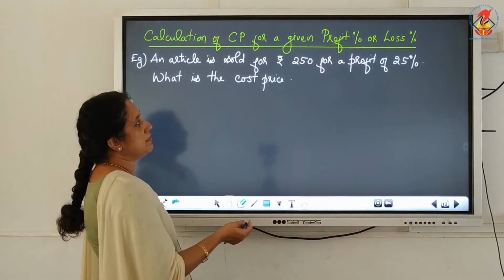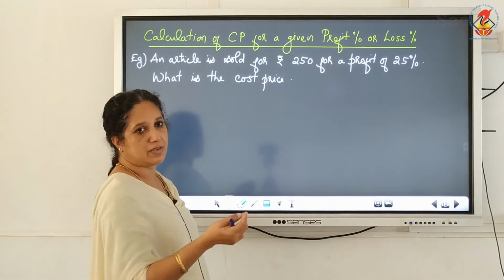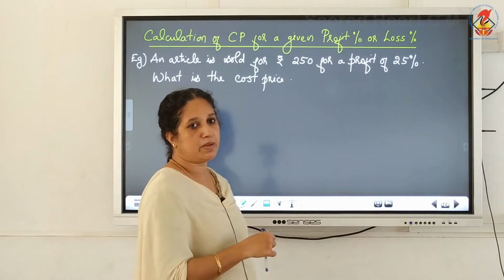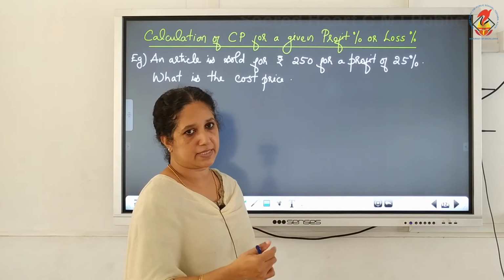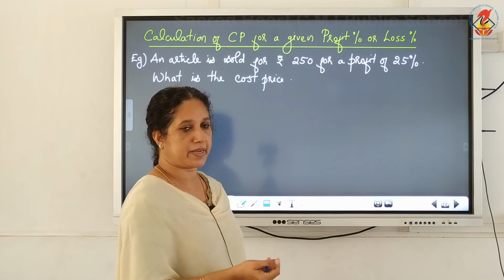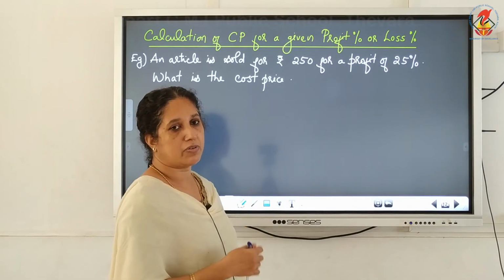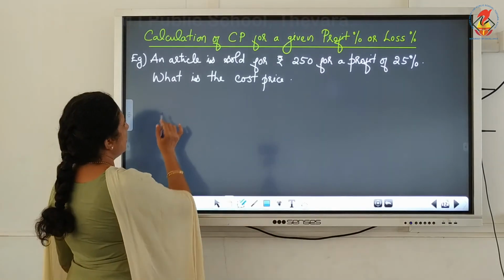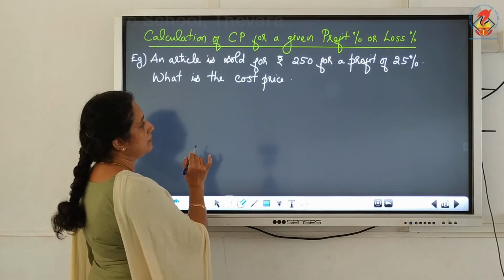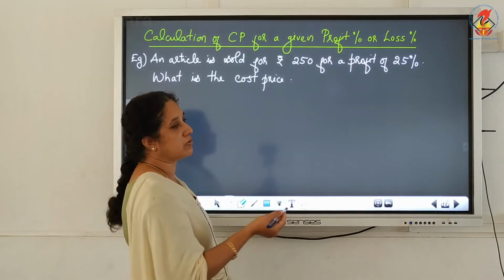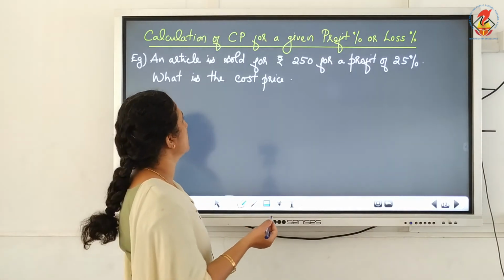Now calculation of CP for a given profit percent or a loss percent. How can you calculate a CP? So the previous problem we found SP, selling price. Now how can you calculate the cost price? If either the profit percent or the loss percentage is given, how can you calculate? Now an article is sold for rupees 250 for a profit of 25%. Find its cost price. What is the cost price?